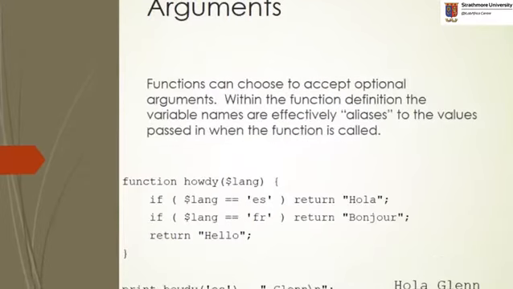Then the arguments are the values that we pass to the function. Those are the optional arguments that can be received by the function. This function called howdy is receiving language as a variable. You can see this is a variable that is defined as language, and it checks if the language is English, then you return hola. But if the language is French, this is FR to mean French, then you're supposed to return bonjour.